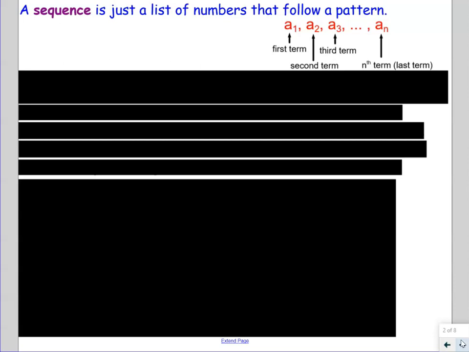So first, a sequence is just a list of numbers that follows a pattern. So we'll write something like this. It'll be a number, comma, another number, comma, another number, and it'll keep going all the way till it ends with another number. All right, a subscript 1 is the first term. A sub 2 is the second term, a sub 3 is the third term, a sub 4 will be the fourth term, a sub 5 will be the fifth term, all the way until a sub n, which is the nth term and last term.